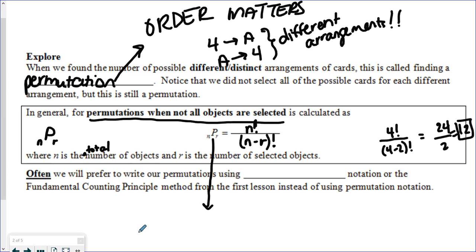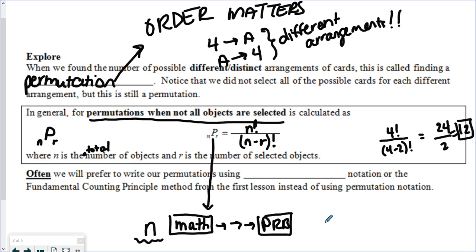In the TIs though, you would type in whatever your n value is, and then you press math, and then you scroll over to PRB, and then it's number 2, which I'll have to look at my calculator, which says nPr. Press enter, and then you put in whatever your r value is.